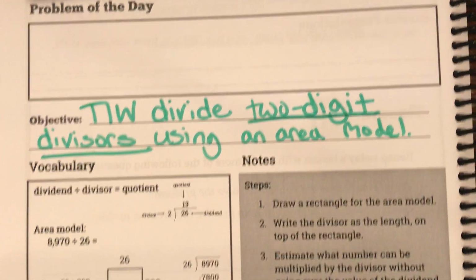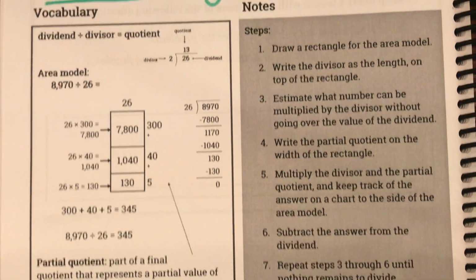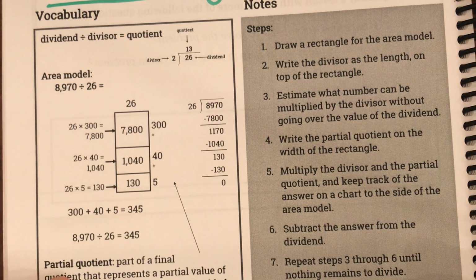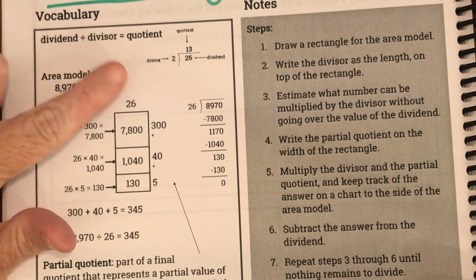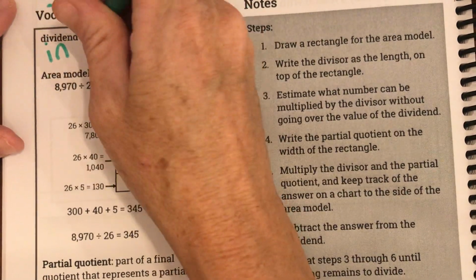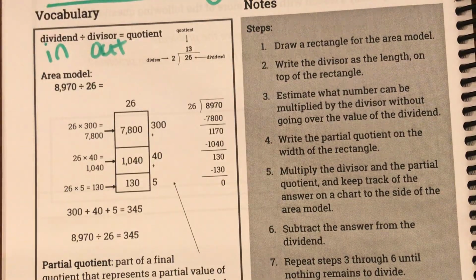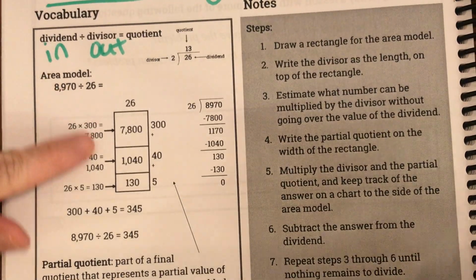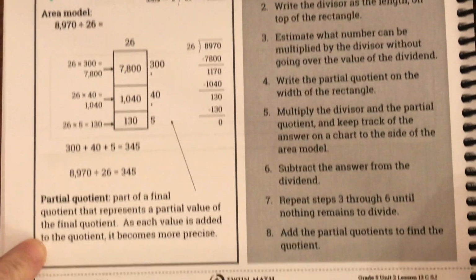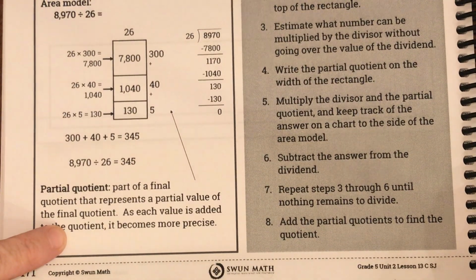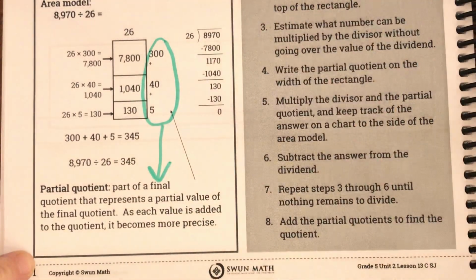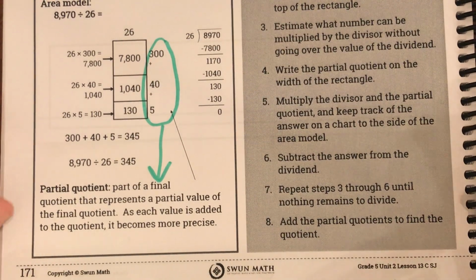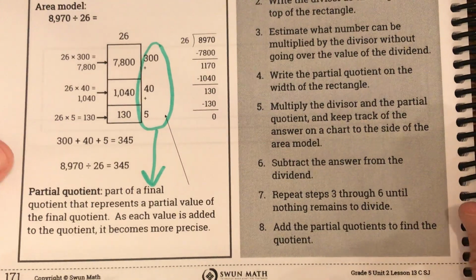If we look at our vocabulary though, we have the same vocabulary. They remind us of our words dividend, divisor, and quotient. I'm going to add, remember our in and out strategy there. They remind us of what the area model looks like and then what a partial quotient is. Here's our partial quotients that we add up to get our final quotient. And then our steps are really the same.